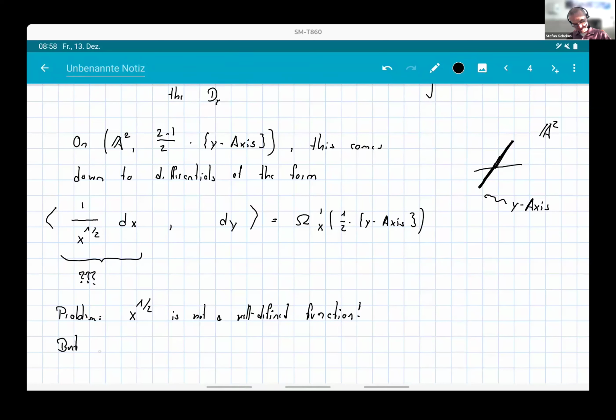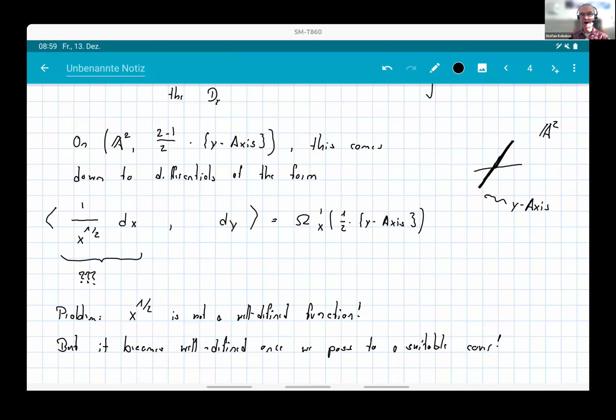But it becomes well-defined once we pass to a suitable cover. This is actually how Riemann came up with the notion of the Riemann surface. The Riemann surface for him was a construction that makes a multi-valued function such as the root function well-defined.